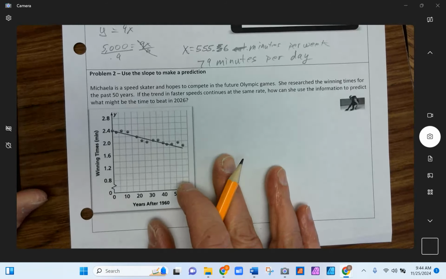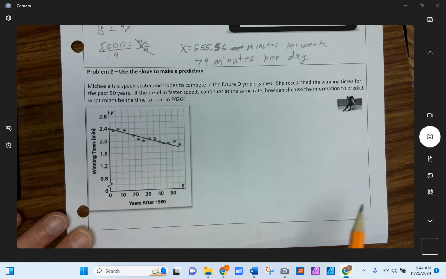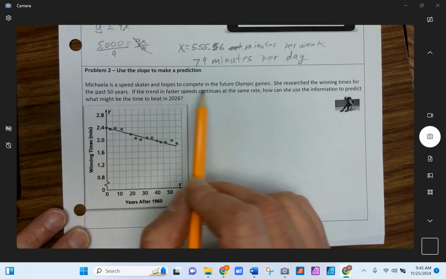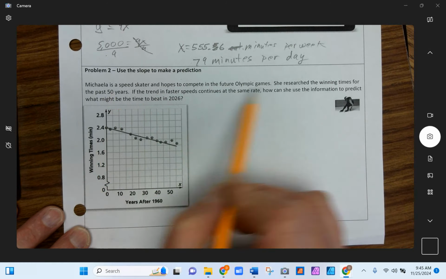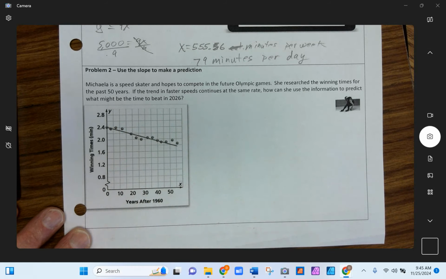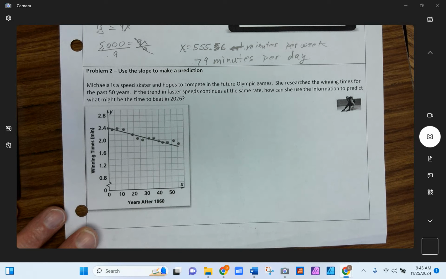Okay, use the slope to make your predictions. We have Michaela. I don't think anybody's actually a speed skater, so I just left Michaela in. Speed skater hopes to compete in the future Olympic Games. She researched the winning times for the past 50 years. If the trend in faster speeds continues at the same rate, how can she use the information to predict what might be the time to beat in 2026?